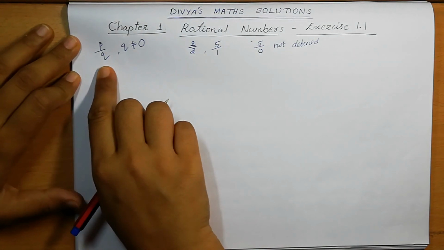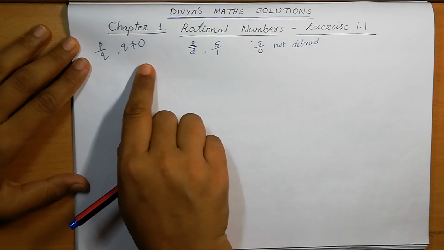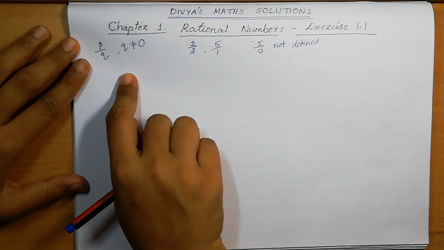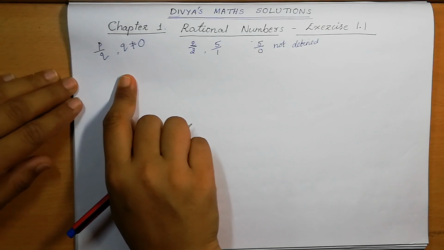So that's why we say p by q, a number which can be expressed in the form of p by q, where q is not equal to 0. Then we can learn some properties of rational numbers. The first one is commutativity.